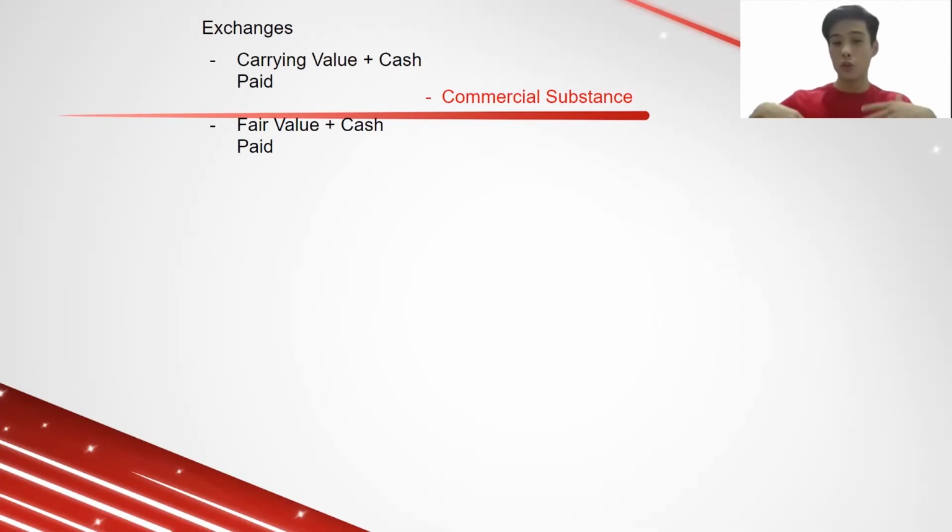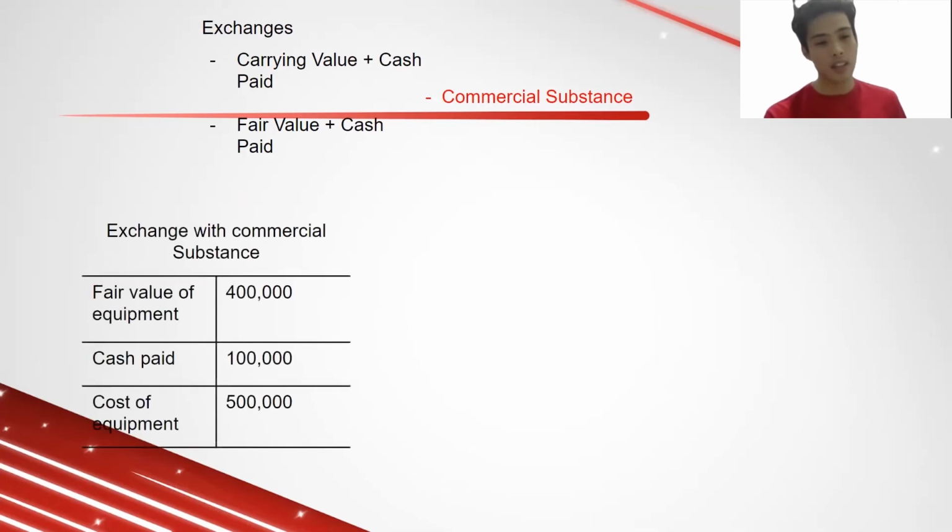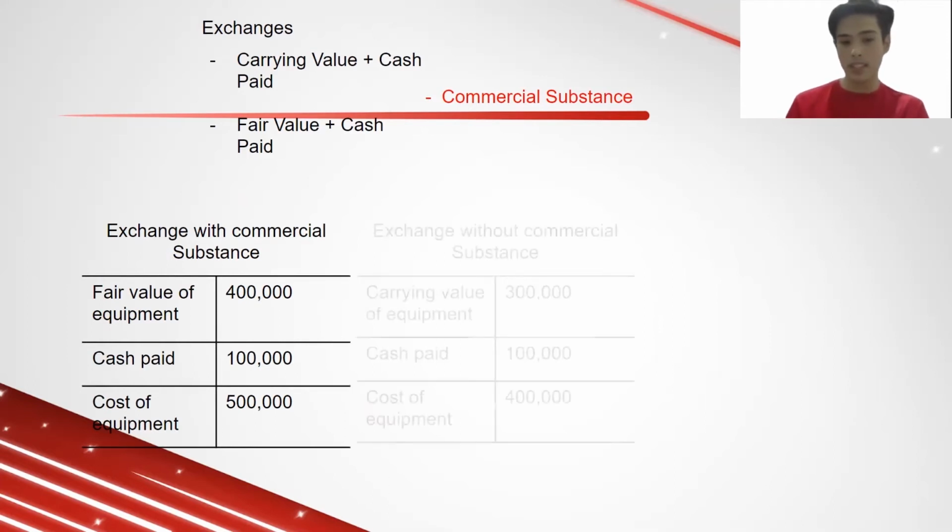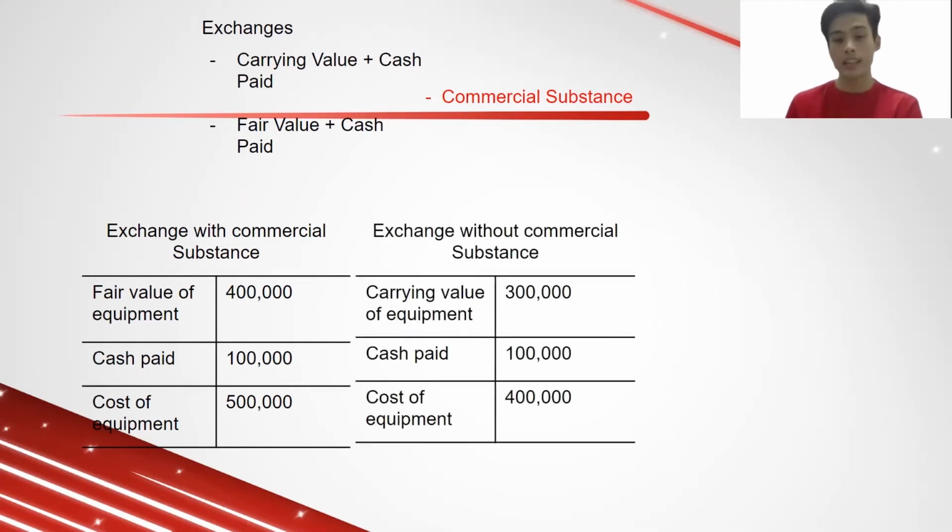Now, how would you know if there's commercial substance? Usually it's already mentioned in the problem. But if, in the sad case, it's not mentioned, commercial substance is indicated when there's a change in the economic cash flow of an entity. To conceptualize it in an example, for an exchange with commercial substance, you use fair value with cash paid, and you get the cost. For an exchange with no commercial substance, you use the carrying value this time, cash paid still, giving the cost of equipment.